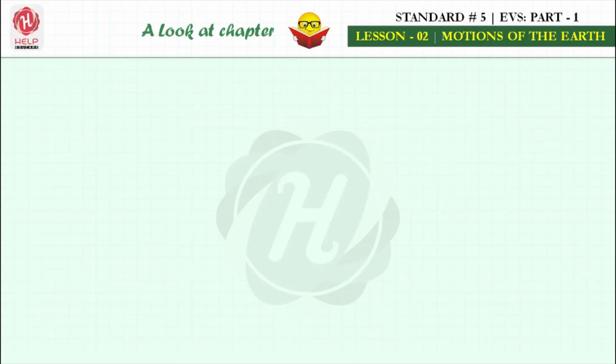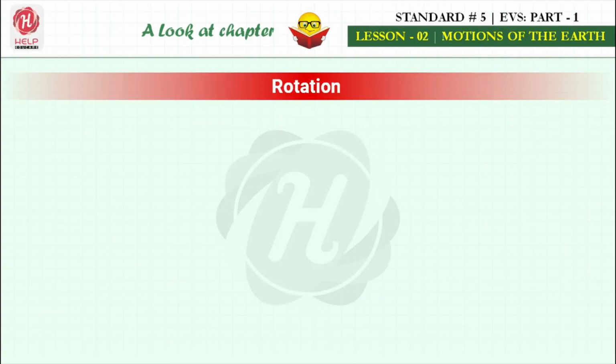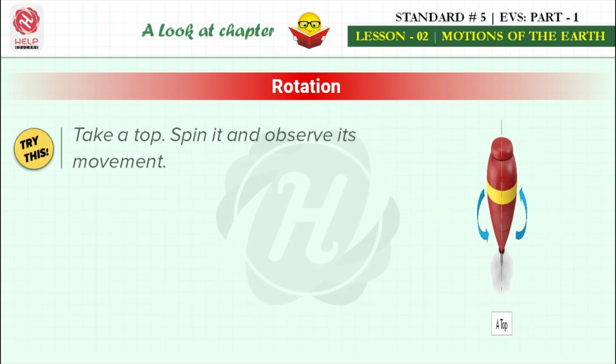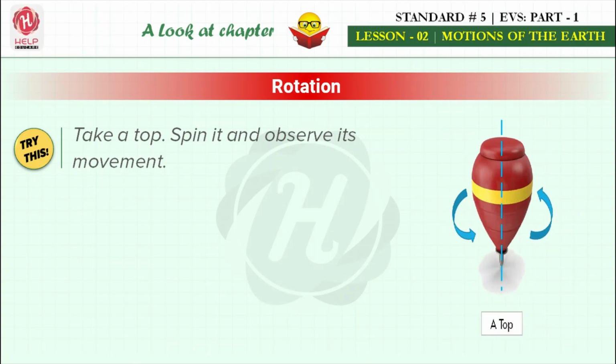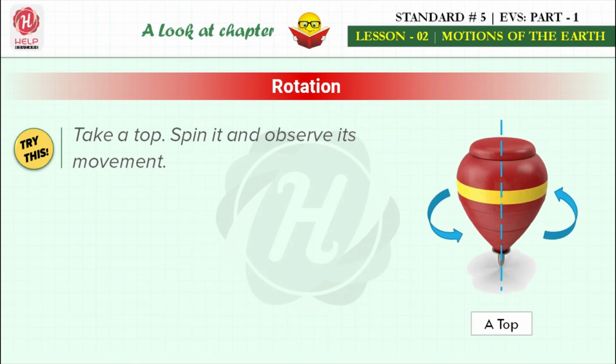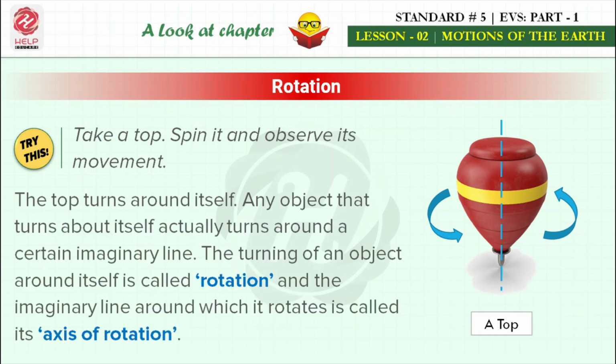The first topic of this chapter is rotation. To understand rotation, let's try this. Take a top, spin it and observe its movement. Have you observed that the top turns around itself? Any object that turns about itself actually turns around a certain imaginary line. The turning of an object around itself is called rotation. And the imaginary line around which it rotates is called its axis of rotation.